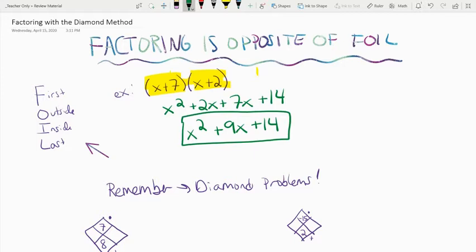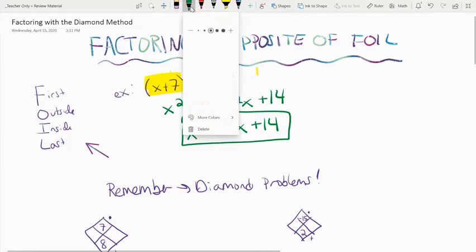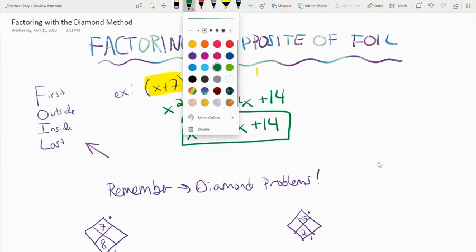So what we're going to do today, and that's what's going to be a little bit different, is we're going to actually take this term and we're going to break it apart back into the two binomials. So factoring, we start with the finished answer and we figure out what would we multiply together to get that finished answer.